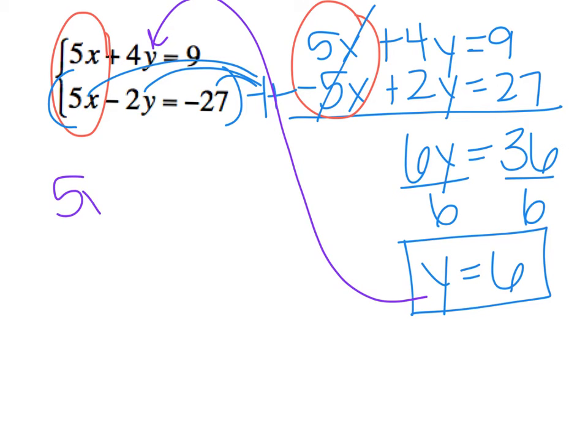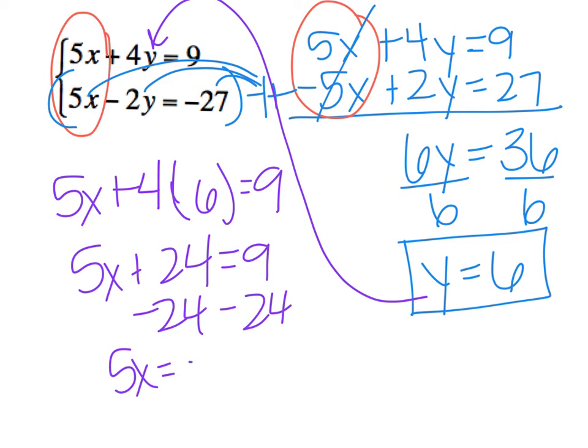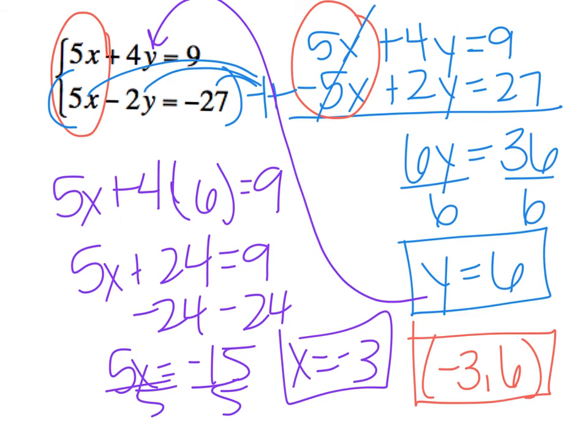And then we have to go back and plug that into one of the equations to find x. So we're going to have 5x plus 4 times 6 equals 9. 5x plus 24 equals 9. Subtract 24. 5x is equal to negative 15, and divide by 5. x is equal to negative 3. So final answer is negative 3, comma 6. That's the answer to that system.